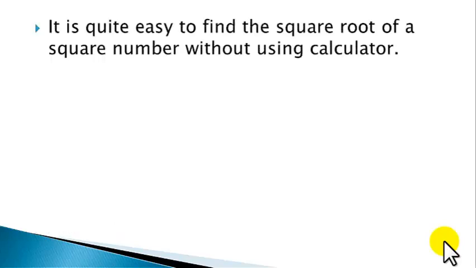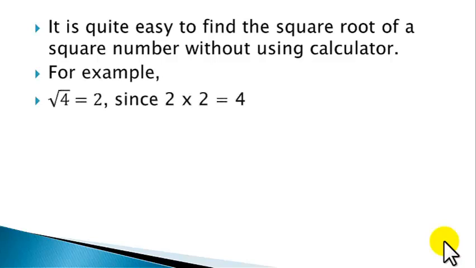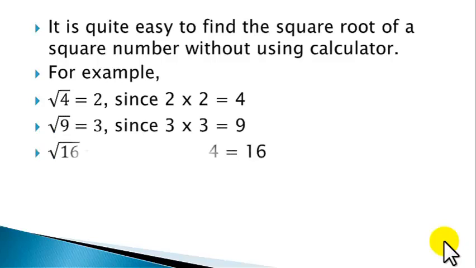It is quite easy to find the square root of a square number without using calculator. For example, square root of 4 is equal to 2, since 2 times 2 is equal to 4. Square root of 9 is equal to 3, since 3 times 3 is equal to 9. Square root of 16 is equal to 4, since 4 times 4 is equal to 16, and so on.